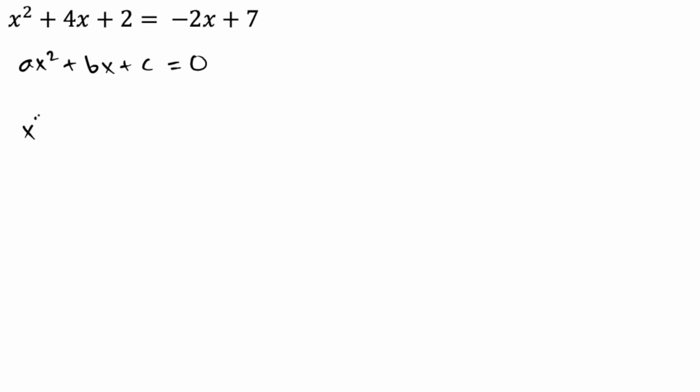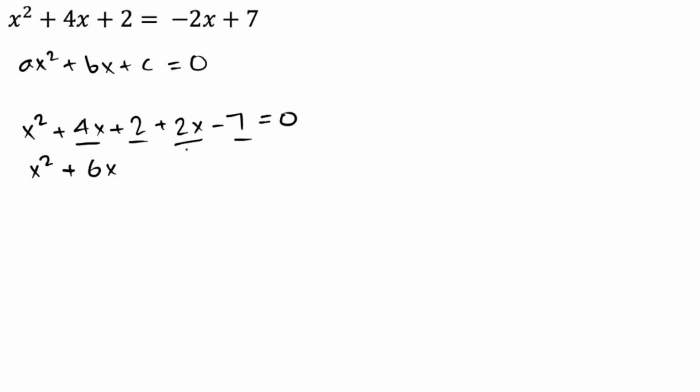So x squared plus 4x plus 2 minus 2x becomes plus 2x because it's now on the other side of the equal to sign, and plus 7 becomes minus 7 again because it's on the other side of the equals to sign. It's equal to 0. Now let's combine like terms. So x squared stays the same, 4x and 2x combine to become plus 6x, and 2 and negative 7 combine to become negative 5. So that's equal to 0.